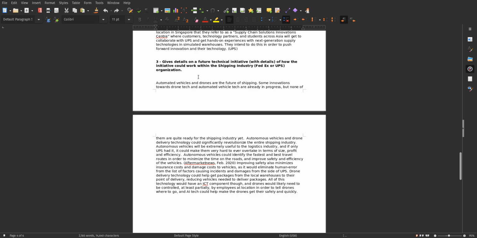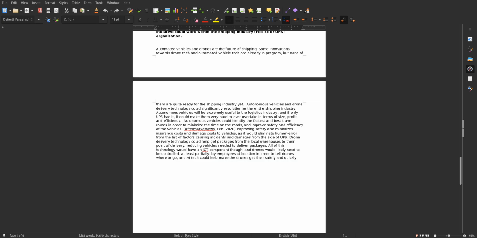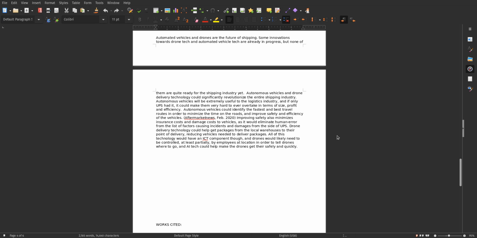Autonomous vehicles could identify the fastest and best travel routes in order to minimize the time on the roads and improve safety and efficiency of the vehicles. That's from Aftermarket News, February 2020. Improving safety also minimizes insurance costs and damage costs to vehicles, as it would eliminate human error from the list of factors causing incidents and damages from the side of UPS. So if there was human error involved, it would be from other drivers or something like that. Or maybe a code error, who knows.